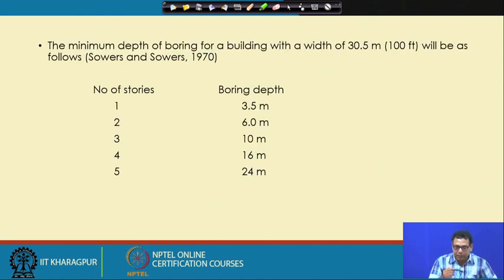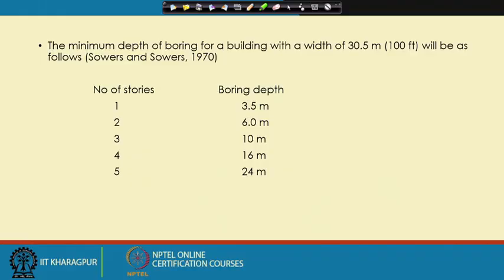One is the spacing of the boreholes, another is the depth, that is, how much depth we will go to collect the soil sample in a borehole. This is typical for a building width of 30.5 meter. If the number of stories is 1, the borehole depth will be 3.5 meter. If it is 2, it is 6 meter; 3, 10 meter; 4, 16 meter; and 5, 24 meter. These are approximate values, suggested by Sowers and Sowers in 1970.